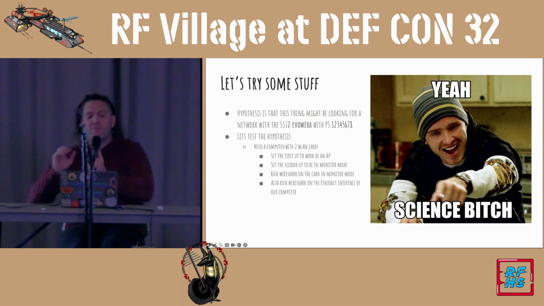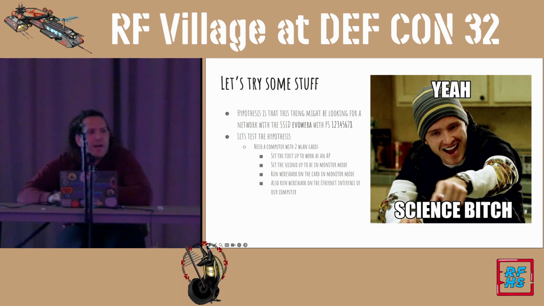And so the way that I went about doing this was essentially to stand up a Raspberry Pi with 2 wireless networking cards. One of those is going to actually host the network that we intend the device to connect to, so that's the one that's going to be broadcasting the Evowera network. And then we've got another card that we're going to throw into monitor mode and pipe into Wireshark. That way we can monitor everything that's going on.